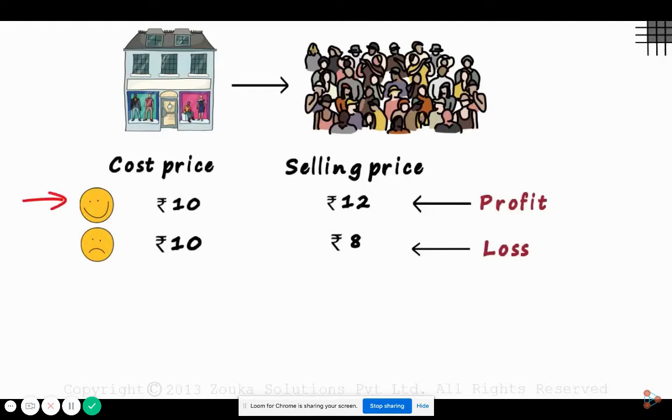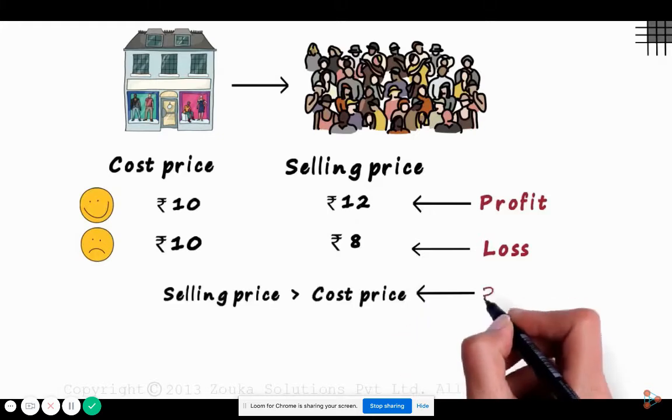Notice that in the first case, the selling price was higher, and in the second case, it was lower. In short, if the selling price is greater than the cost price, then the product will be profitable.